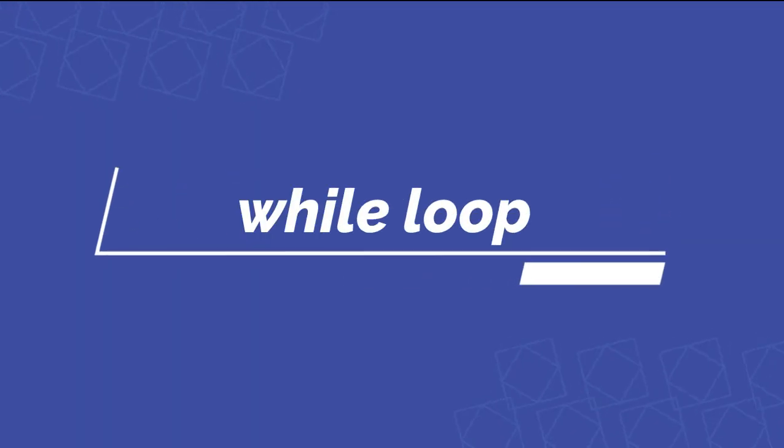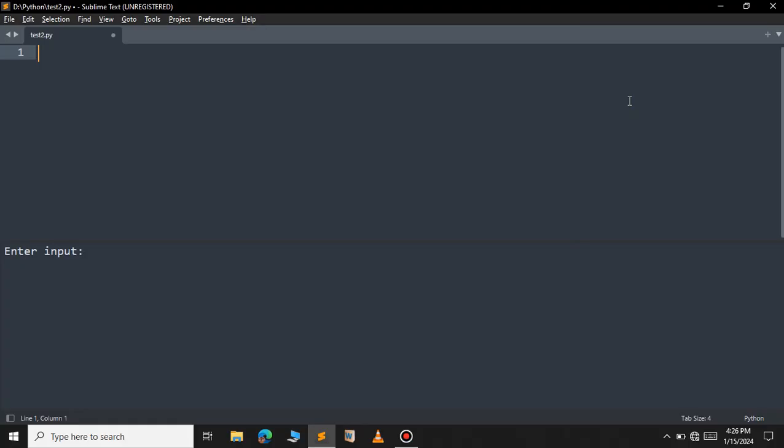In this video, let us discuss the while loop. If you want to execute a certain number of statements as long as the given condition is true, in that case you can use the while loop, because the while loop executes a certain number of statements as long as the condition is true. If the condition becomes false, then it stops executing and goes out of the while loop. Let us discuss the syntax to understand this further.